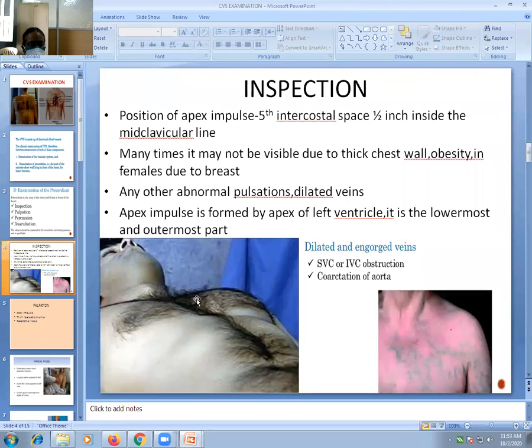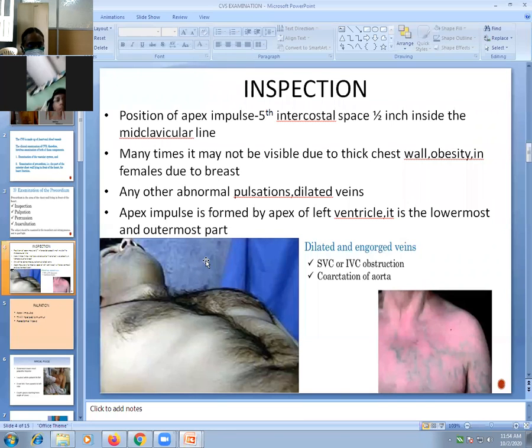Now you just inspect this area, that is the precordial area. So in inspection, which are the points to be noted? The first point is whether apex impulse is visible or not, means any pulsation. Apex impulse means any visible pulsation in the precordial area. The position of apex impulse is fifth intercostal space, half inch inside the mid-clavicular line.